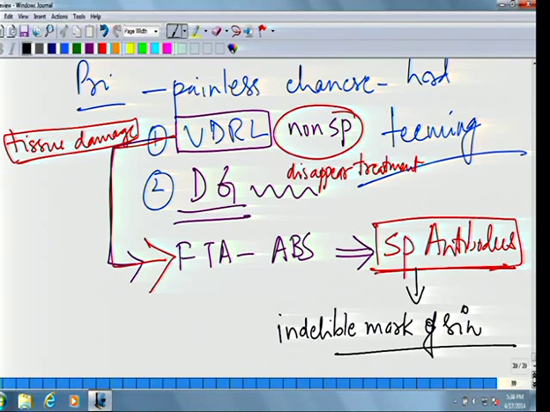Now, this is primary syphilis. For secondary syphilis, the same tests are also useful. You have to do the VDRL test, confirm with FTA-ABS, and you can also perform dark ground microscopy. Okay, what is the manifestation of secondary syphilis?